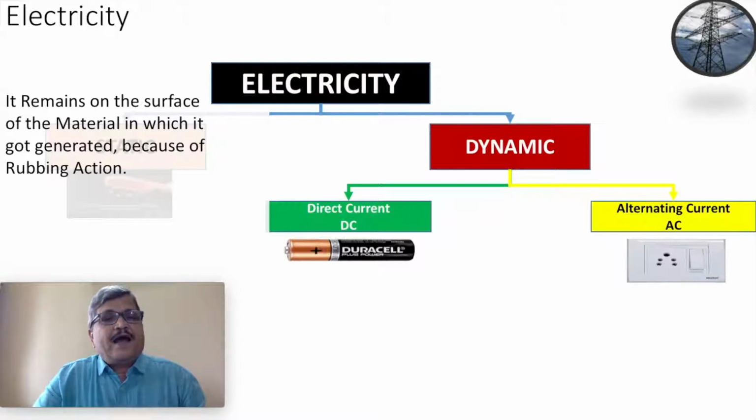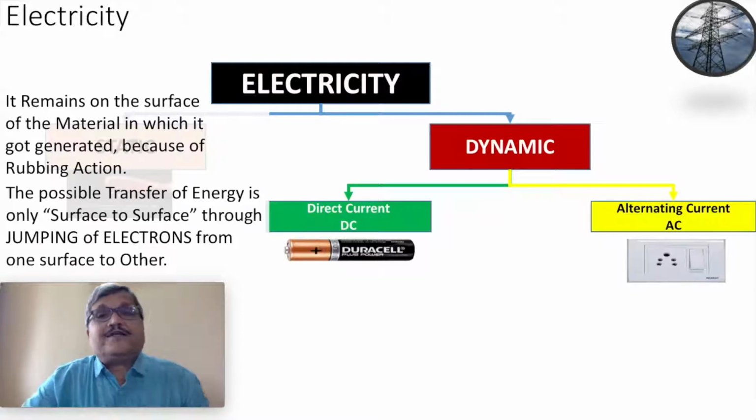Okay, and then the possible transfer of energy in case of static electricity is only surface to surface. You cannot flow static electricity with a wire, and therefore it is called static. It remains wherever it got stuck, wherever the additional electrons got clinging to, that area will remain charged, and it will remain there till it gets discharged by some other surface.